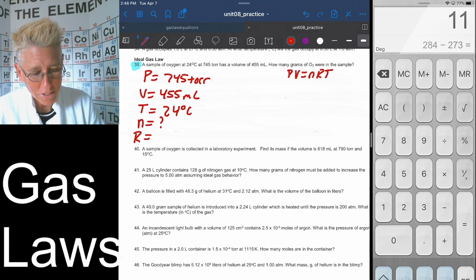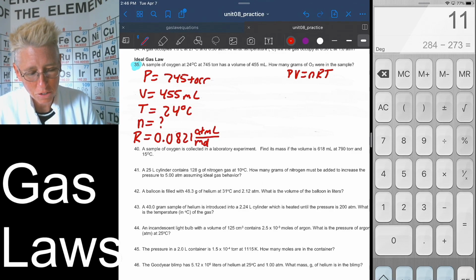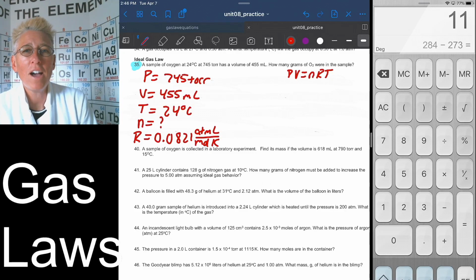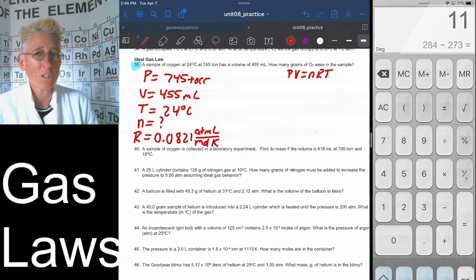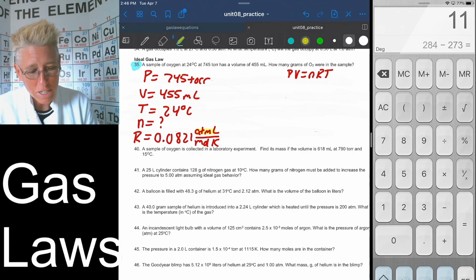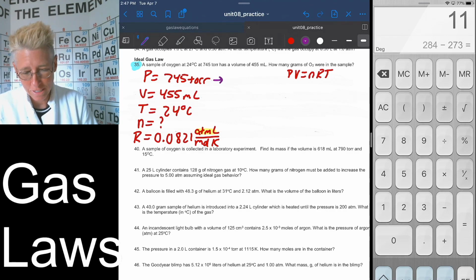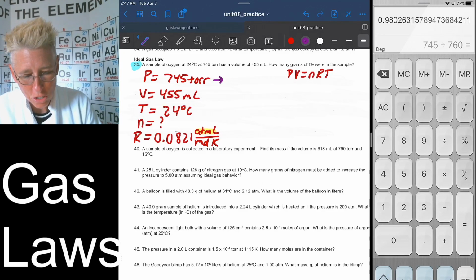And then R is the gas constant, which is 0.0821, which I do explain in a previous video and also in the unit book, including how that number is derived. That number could be derived with other units, but that's the gas law unit that we're going to use. Because we're going to use that unit, I have to match my pressure to atmospheres. So I'm going to convert torr to atmospheres by dividing by 760. I take my 745 divided by 760, and I get 0.980 atmospheres.